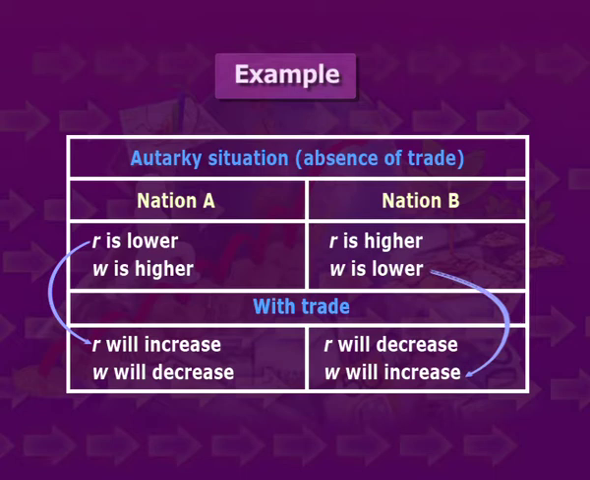Thus, we can say that international trade reduces the pre-trade difference in the wage rate and the rate of interest between two nations. The international trade will keep increasing until relative commodity prices are completely equalized. It means that relative factor prices have also become equal in the two nations.